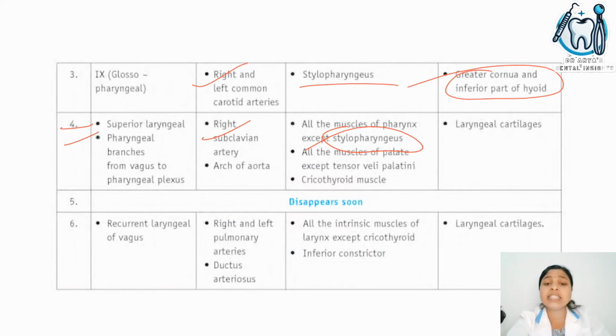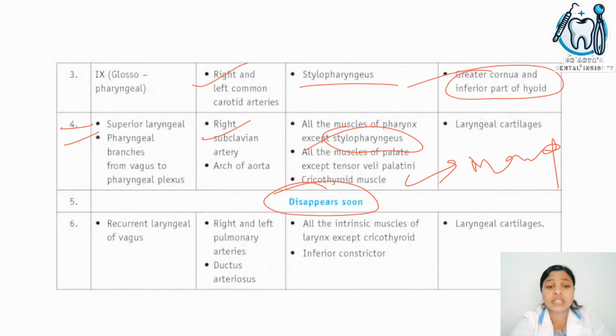All the muscles of palate except tensor veli palatini, because tensor veli palatini is supplied by mandibular nerve. And then cricothyroid muscle. And the skeletal component is laryngeal cartilages. And fifth arch, it disappears soon. And then sixth arch, recurrent laryngeal nerve of vagus. Then right and left pulmonary arteries and ductus arteriosus. All the intrinsic muscles of larynx except cricothyroid, because cricothyroid muscle is supplied by pharyngeal branches from vagus to pharyngeal plexus.